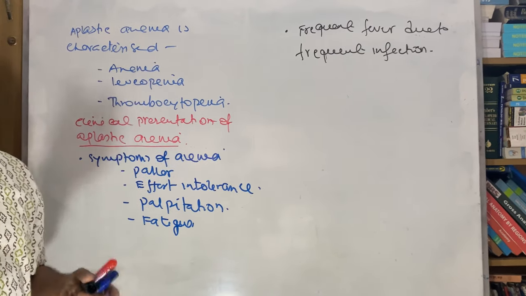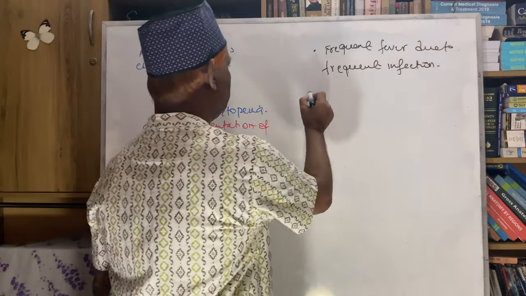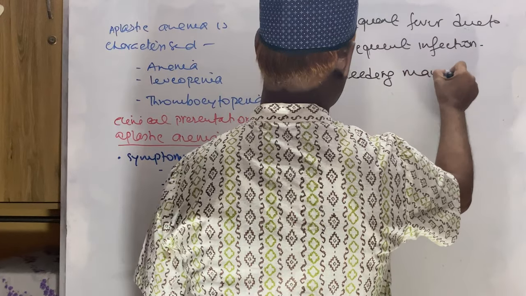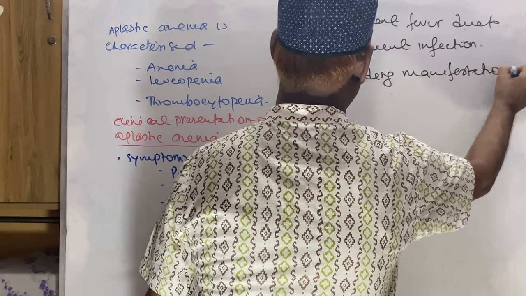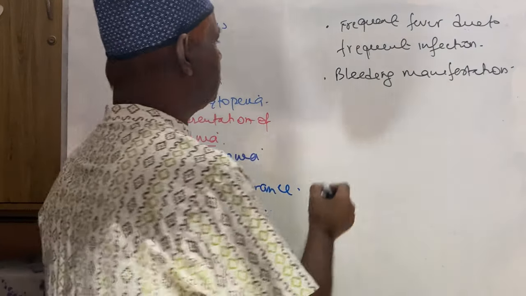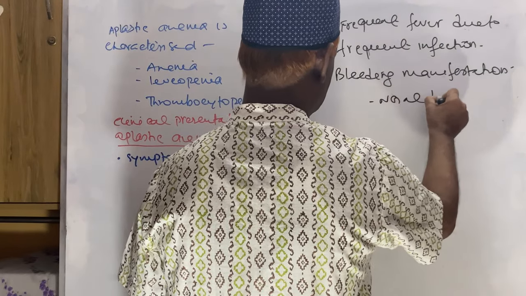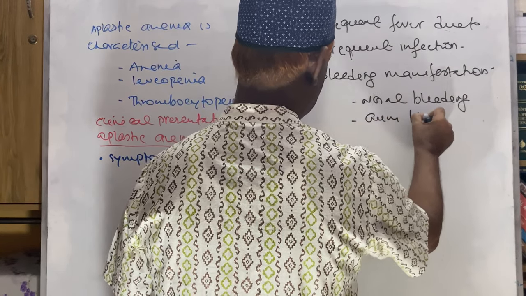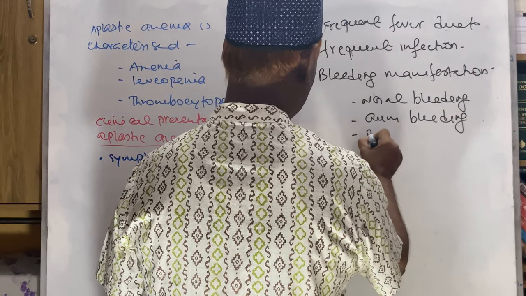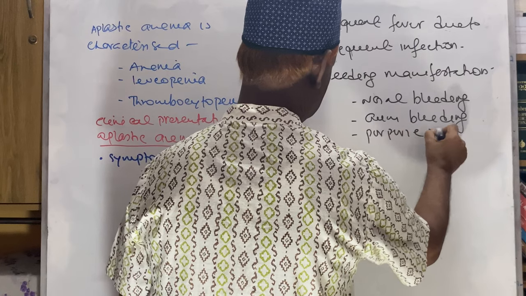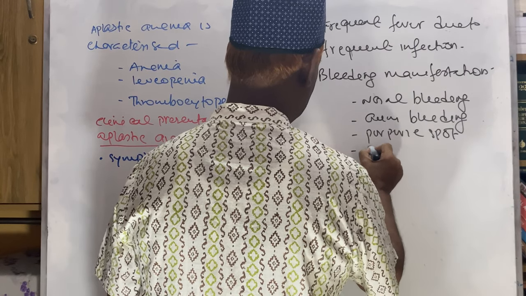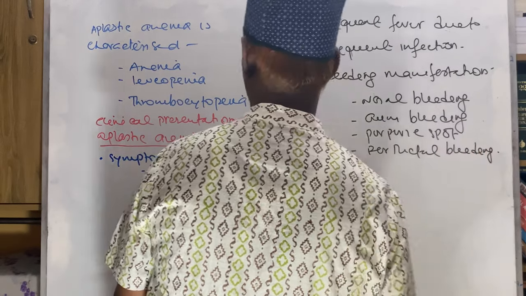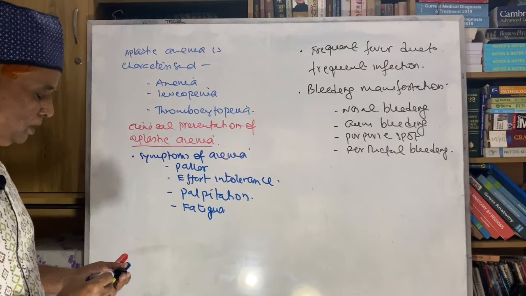And if there is thrombocytopenia, what will happen? There will be bleeding manifestations. Due to thrombocytopenia, bleeding manifestations like nasal bleeding, gum bleeding, purpuric spot, parietal bleeding. So these are the different clinical presentations in aplastic anemia.